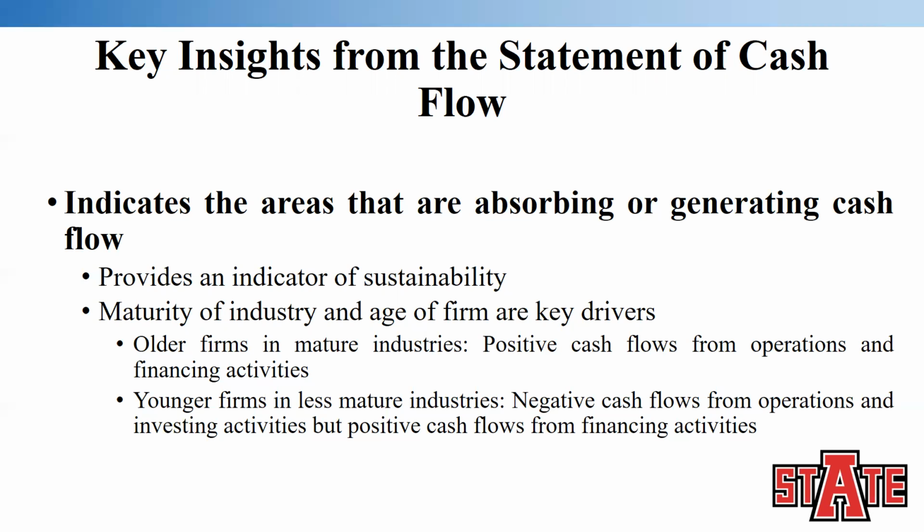The maturity of industry and age of the firm are key drivers of this. Older firms and mature industries have positive cash flows from operations and financing activities. Younger firms, though, in less mature industries, usually what you see here are negative cash flows from operations, negative cash flows from investing activities as well, because they're investing a whole lot, but positive cash flows from financing activities. So in terms of the combination of whether you're positive operating cash flow and negatives on the others, it really depends on where you're at as a company and where your industry that you operate in is on the pure maturity growth cycle.